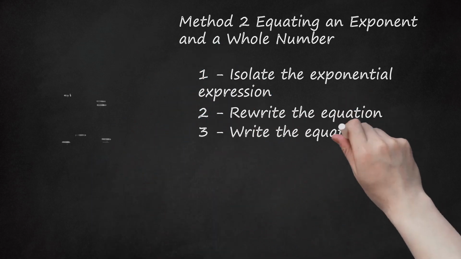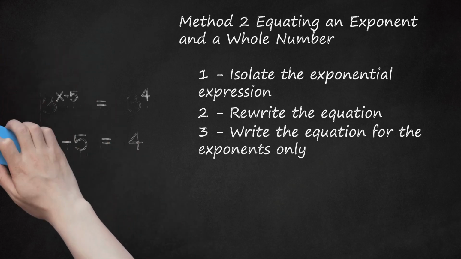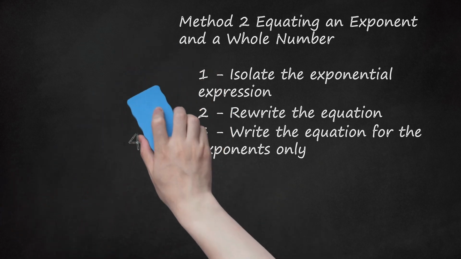3. Write the equation for the exponents only. Since you converted the whole number, you now have two exponential expressions with the same base. Since the bases are the same, you can ignore them and focus on the exponents. For example, since 3^(x-5) = 3^4 has two exponents with a base of 3, you can ignore the base and simply look at the equation x - 5 = 4.